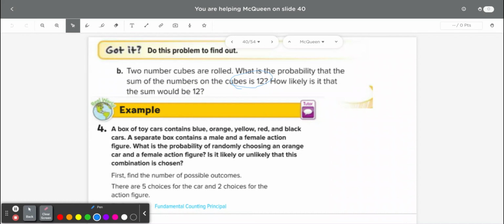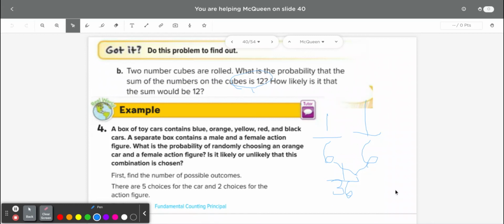The probability, or sorry, if you have both number cubes, you're going to have a 1 out of 6 and a 1 out of 6. That is the only way that you are going to get a 12. And so 6 times 6 is 36. It is a 1 out of 36 chance that you would likely get a sum of 12, because both numbers on the cubes would have to be 6s.